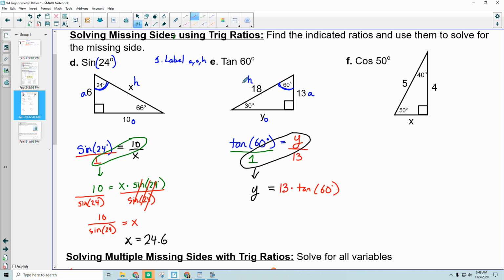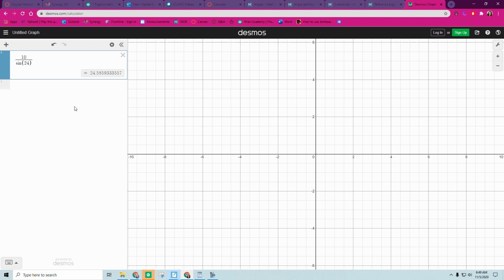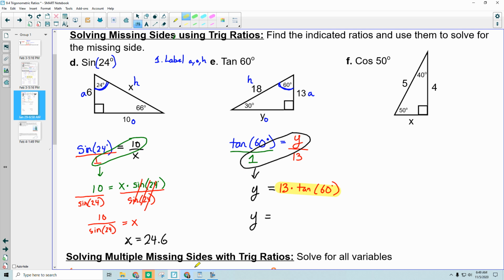Okay. So to actually figure out what this is, I just turn over to the calculator again. So I'm going to put all of this into the calculator, that whole entire thing, 13 times tangent of 60. Oops, not tan. Okay, so that's the answer that I'm getting, is 22.5 5 if I round to the nearest tenth. So that side y is a length of 22.5.